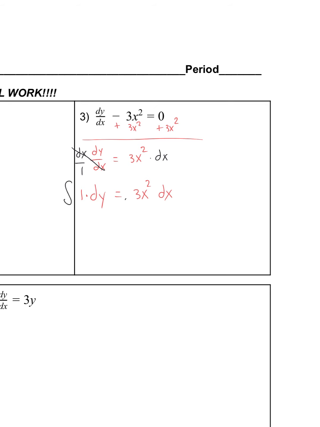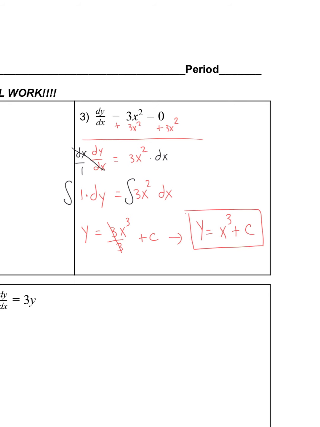Now I integrate. Again, the antiderivative of 1 on this side is just y. On the right, the antiderivative of 3x squared, well, the 3 comes along for the ride, and that gives me x to the third over 3 plus c. And then we simplify. We have y is equal to, the 3's cancel, and I have x cubed plus c.